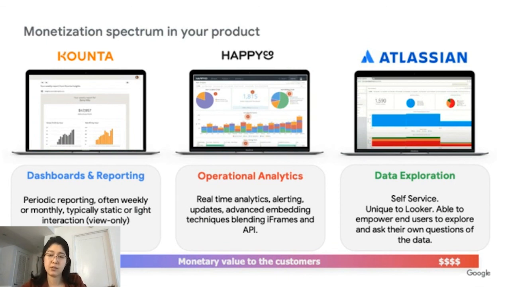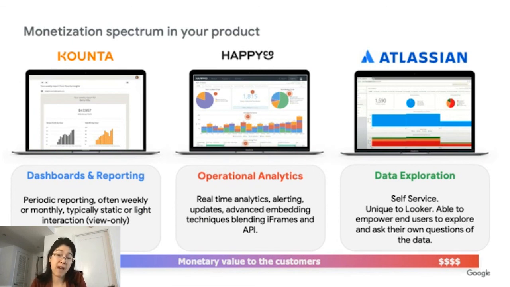So we've broken it up into 3 categories here, from left to right, going from the least monetary value to your customers to potentially the most monetary value to your customers. And that's going to be, starting from the left, dashboards and reporting. So periodic reporting, often weekly or monthly, typically static or light interaction, view only, but at least getting the information they need.